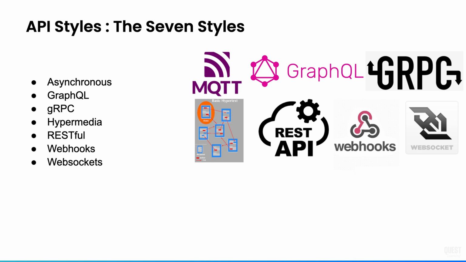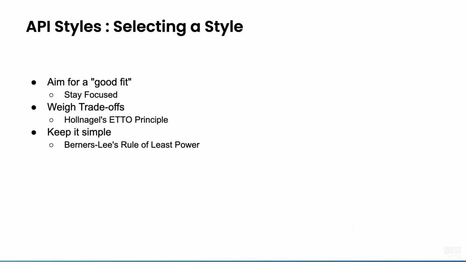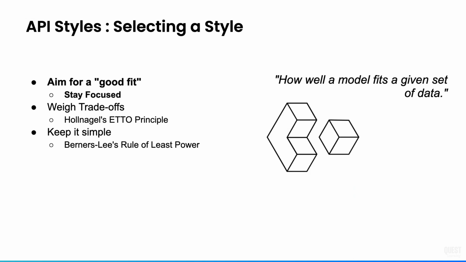What we want to think about is that each one of these is a powerful option. We just need to match them up. And then how do we do that? That means we need to select a style. We need to figure out which is a good fit. Remember, you want to stay focused on what your real problem, your real solution is going to be. Data-centric, resource-centric, event-centric, alert-centric, all those kinds of things. And that really goes back to the same thing we talked about before, about how well a model fits the data.